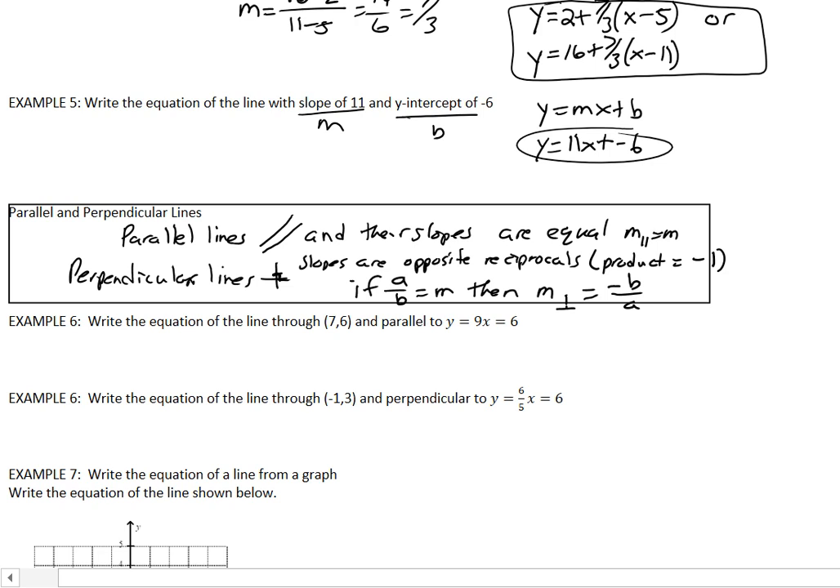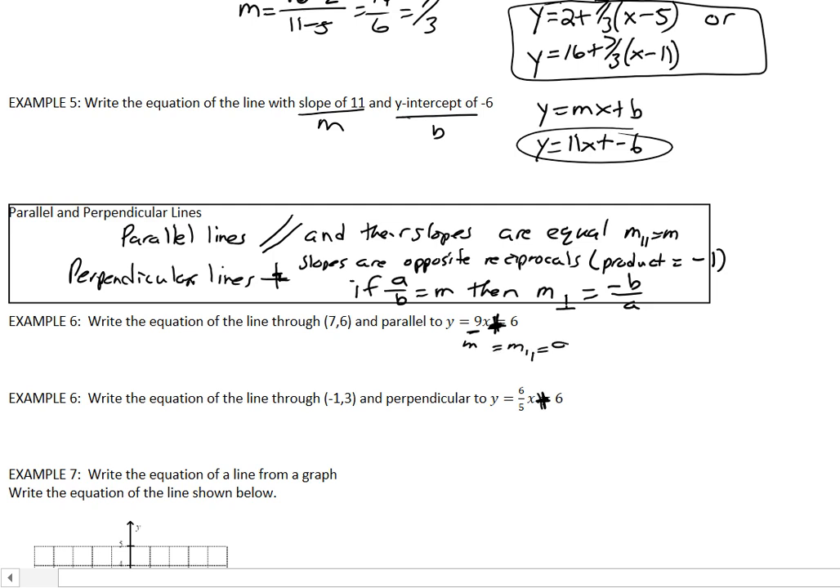All right, let's use that. Write the equation of the line through (7, 6) parallel to y equals 9x plus 6. Well, parallel means the slopes are the same. So this is my m, so the m of a parallel is going to be the same. It's going to also be 9.